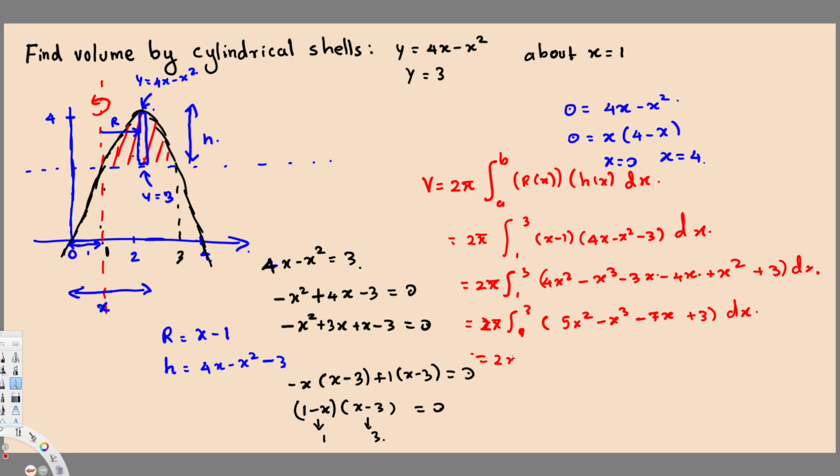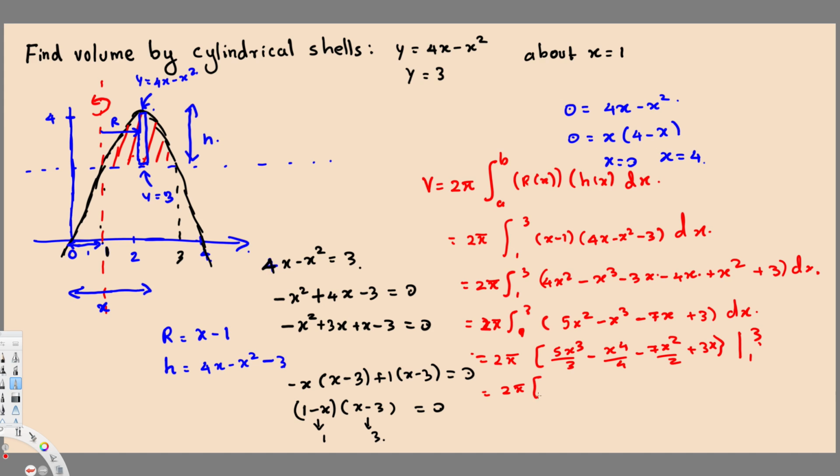Now let's go ahead and do the integration, and if we integrate this one, this is going to give us 2 pi times 5x cubed divided by 3, and then minus x to the power 4 divided by 4, minus 7x squared divided by 2, plus 3x, going from 1 to 3, right? Now let's plug the 3 value in and see what we get.